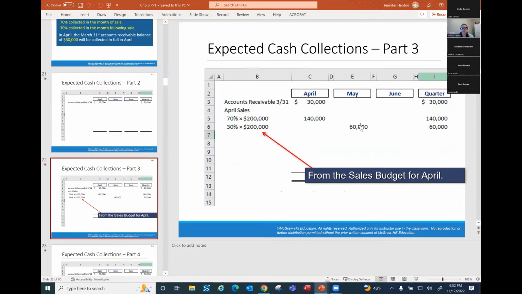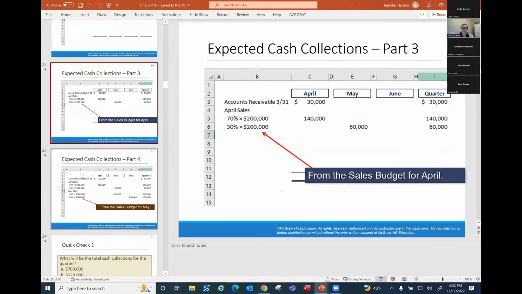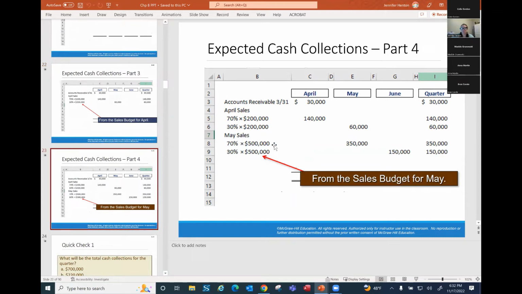And then we need to do the same thing for May. So for May, we go back to the sales and look to see what it is. We had 500,000 in sales. We're going to multiply it by 70% and expect to collect that in the same month. So that's 350,000 in May. The remainder is going to be collected in June.